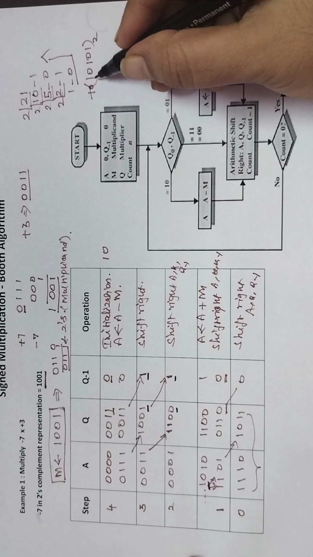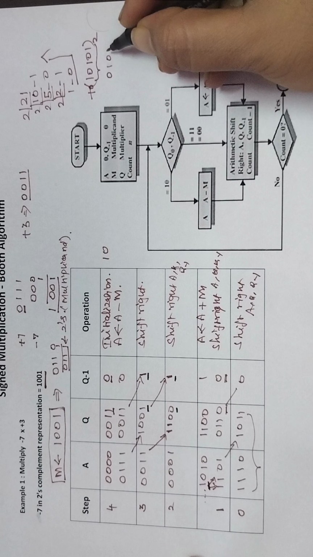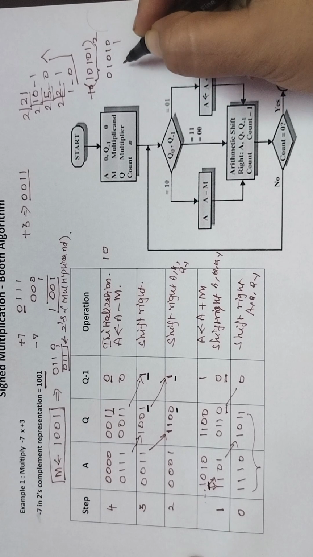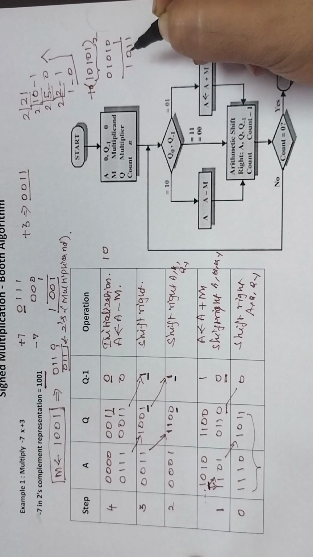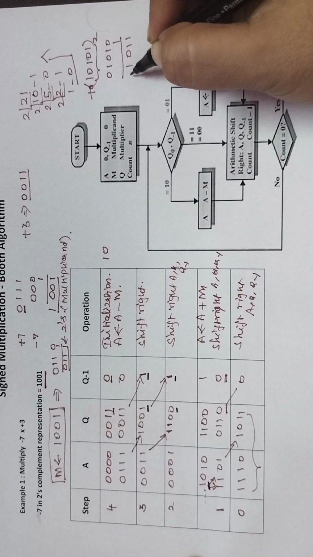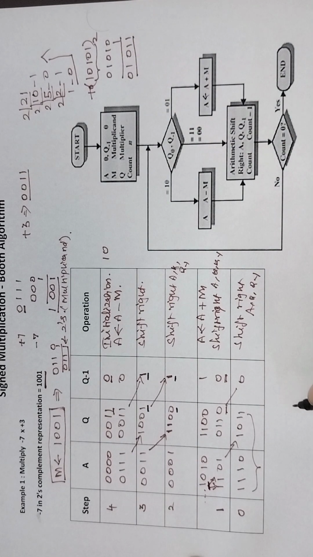If it is a negative number, what do I have to do? I have to take the 2's complement of this number. So take the 1's complement, 01010, and add 1. We will get 01011, and here it is 1. So what is the 2's complement of minus 21? Minus 21 will be represented as 101011. So this is your minus 21 representation.